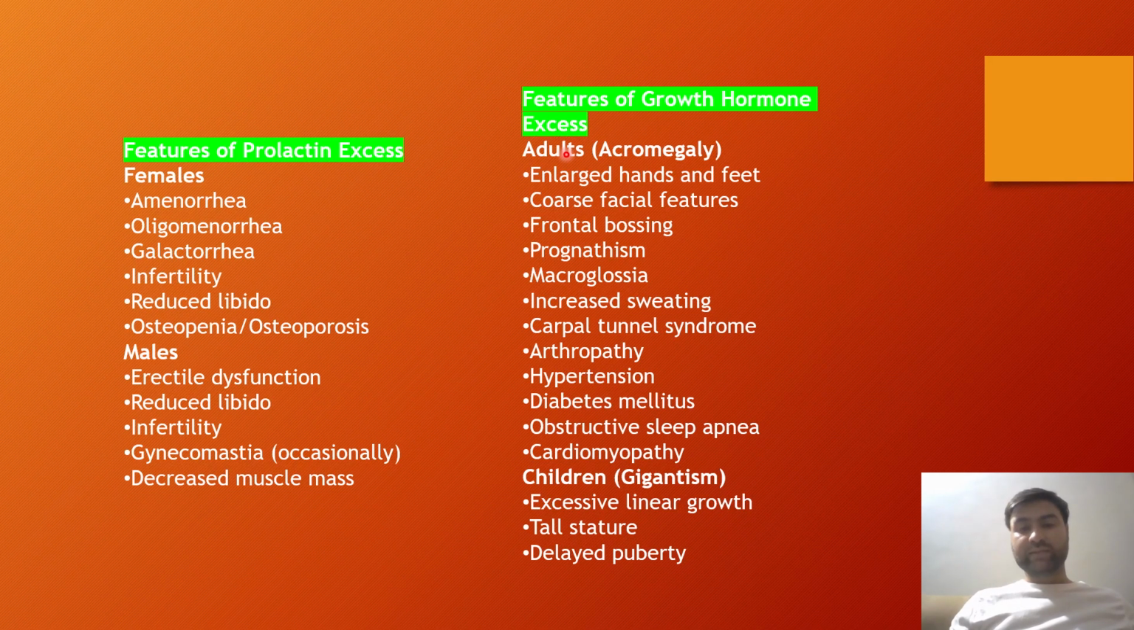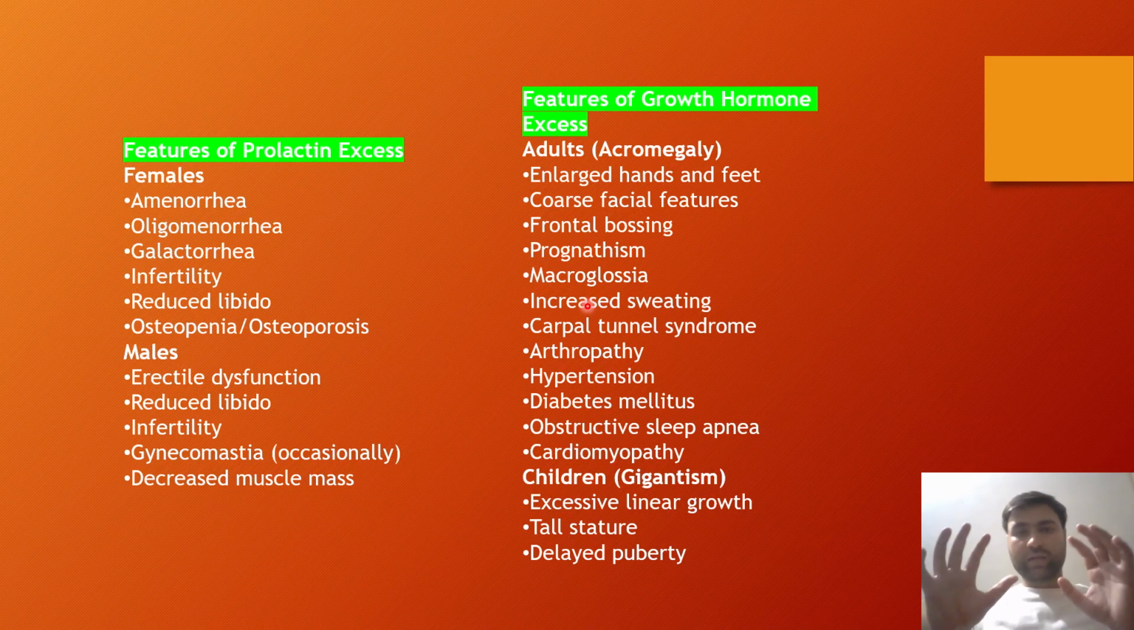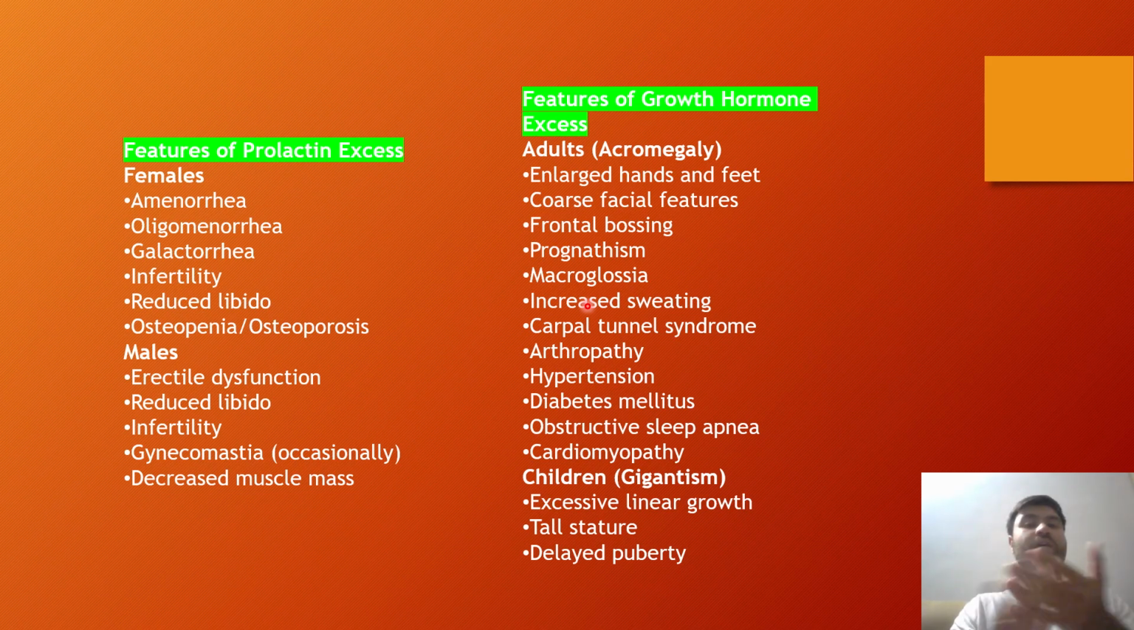While if growth hormone excess is present, then in adults it leads to acromegaly. That is, the patient has enlarged hands and feet, coarse facial features, frontal bossing, prognathism, macroglossia. Sweat gland hypertrophy is seen, therefore these patients have sweaty hands when you shake hands with them. So increased sweating, carpal tunnel syndrome, arthropathy, hypertension, diabetes mellitus because of insulin resistance, then obstructive sleep apnea. The reason is macroglossia and coarse facial features.